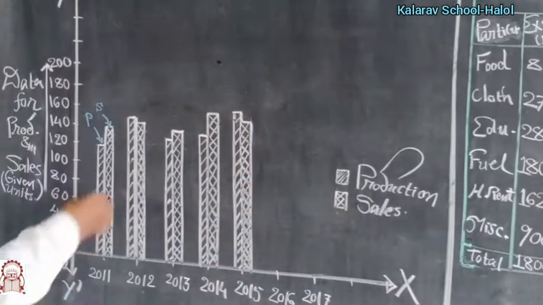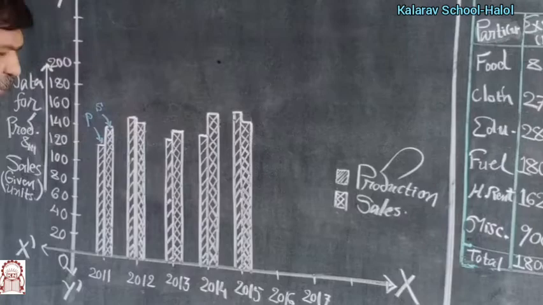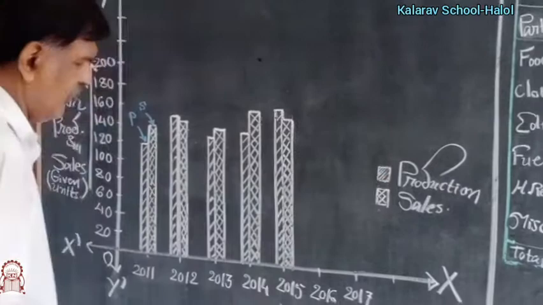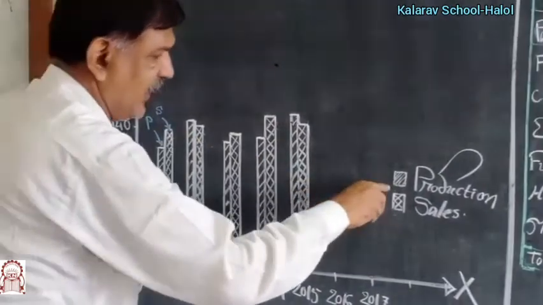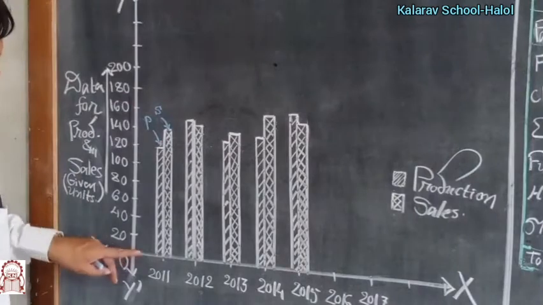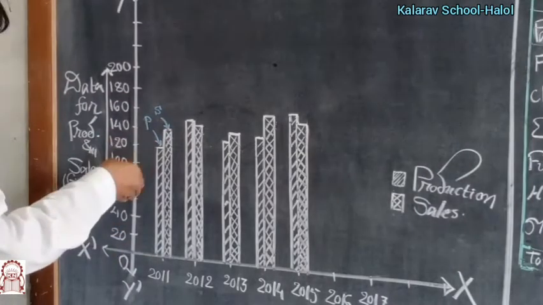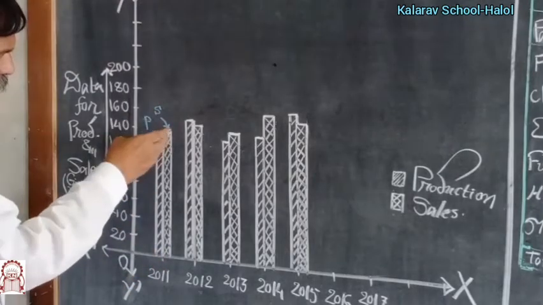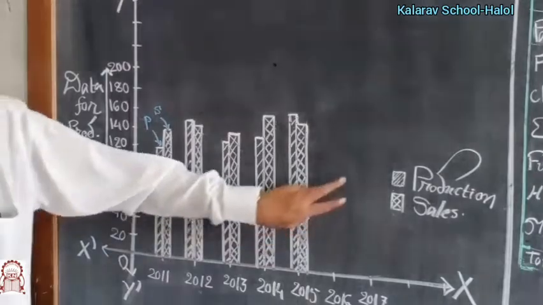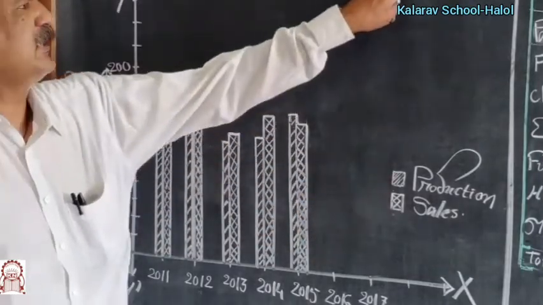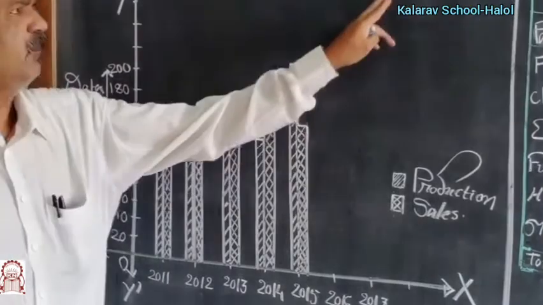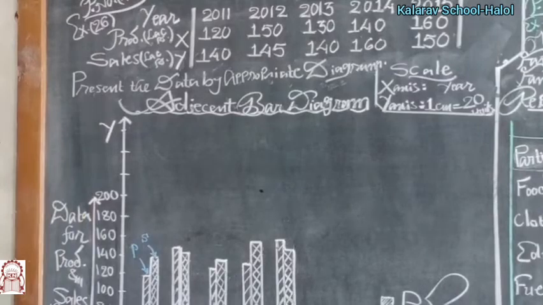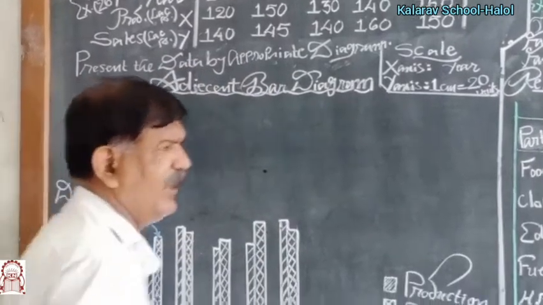To differentiate the two columns, production is denoted by cross strips, and for sale we take the symbol of checks. So for the first column make the strips crosswise, and in the adjacent column, checks, to distinguish between production and sale. On the x-axis, year; on the y-axis, 1 centimeter equals 20 units for sale and production. This is known as an adjacent bar diagram.